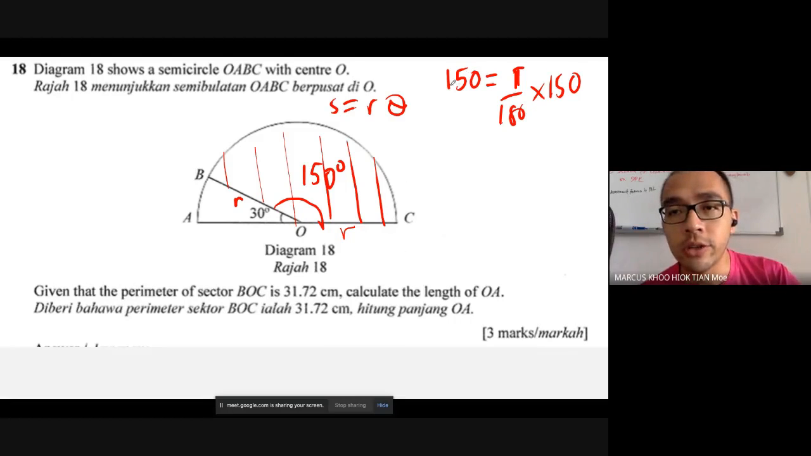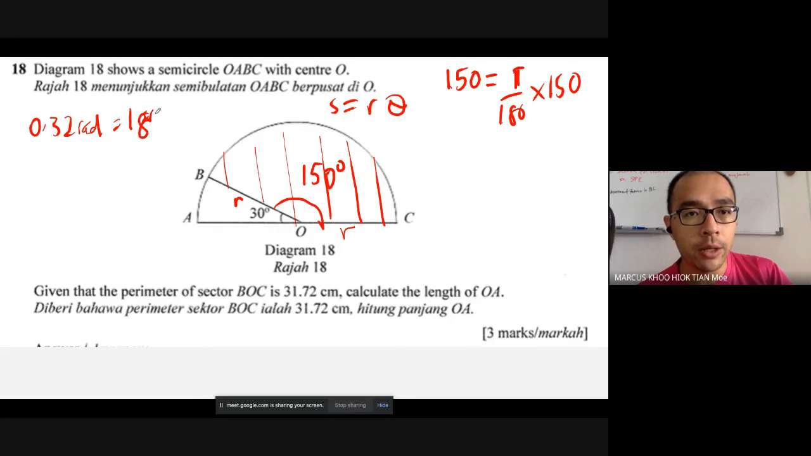If you want to change degree to radian, put the pi on top. If you want to change radian to degree, put the 180 on top. For example, 0.32 radian is 180 over pi times 0.32. So you put 180 on top. But if from degree to radian, we put pi on top.